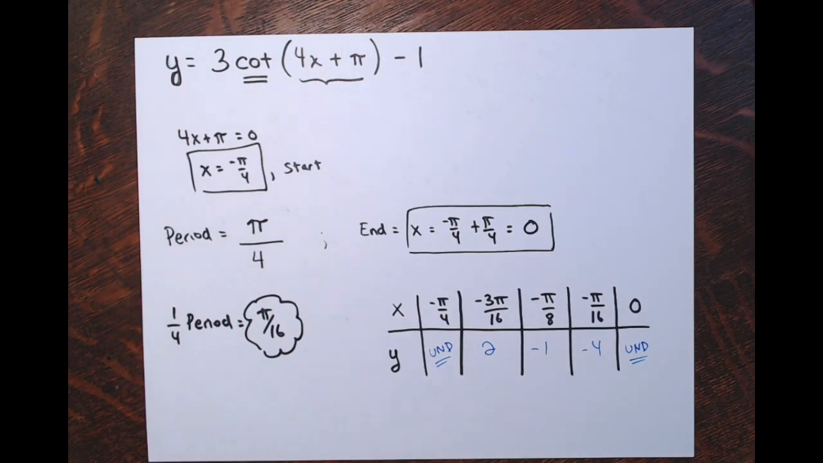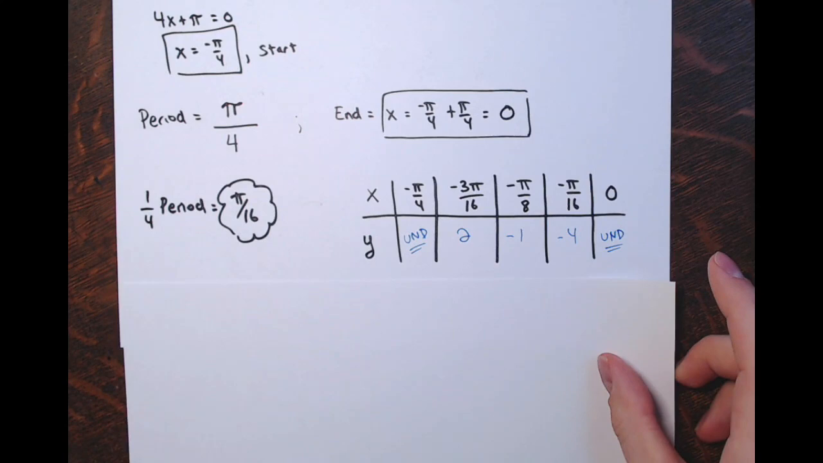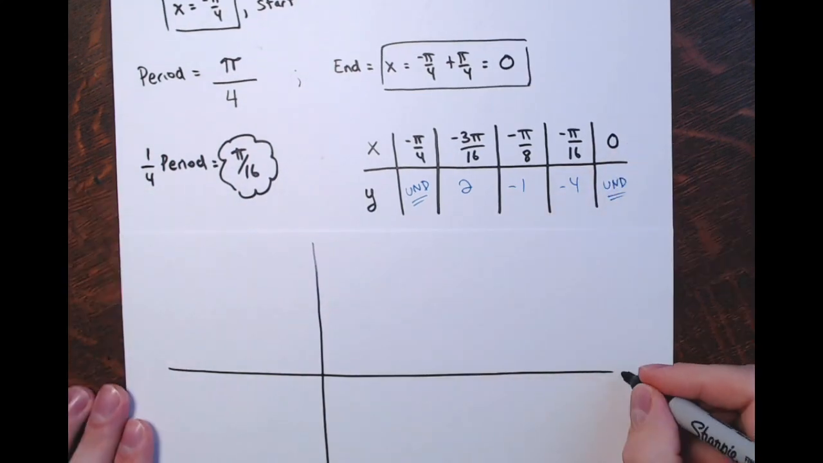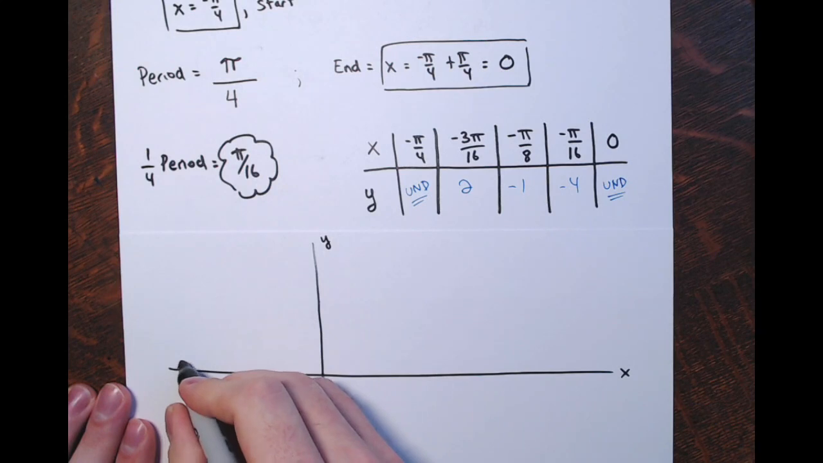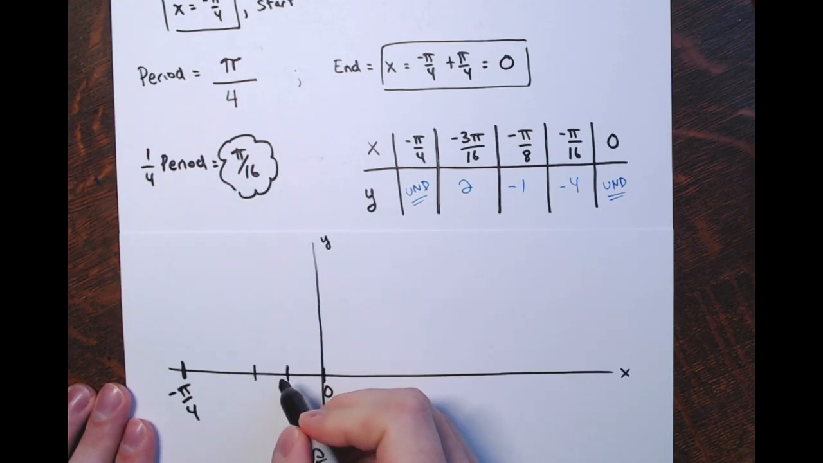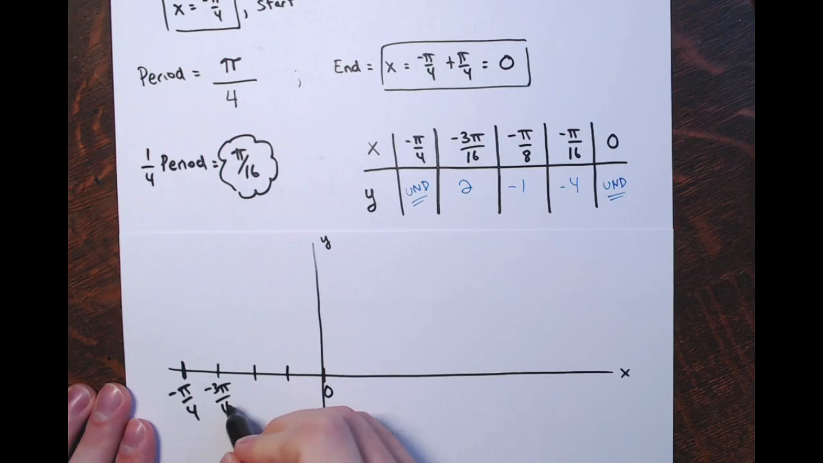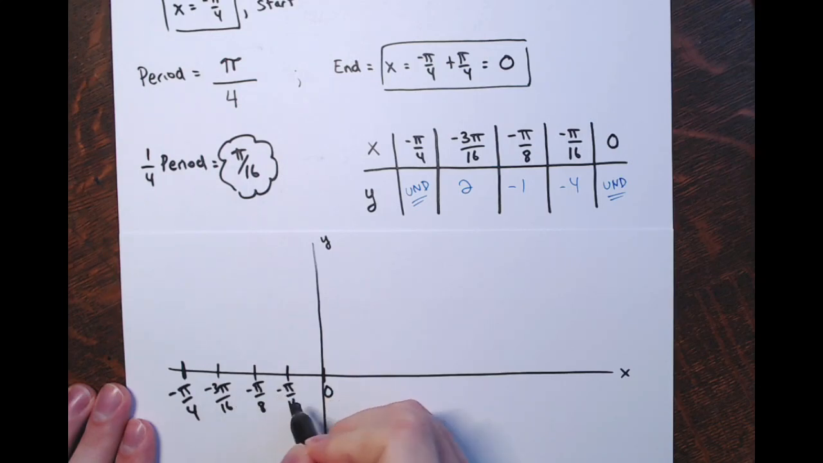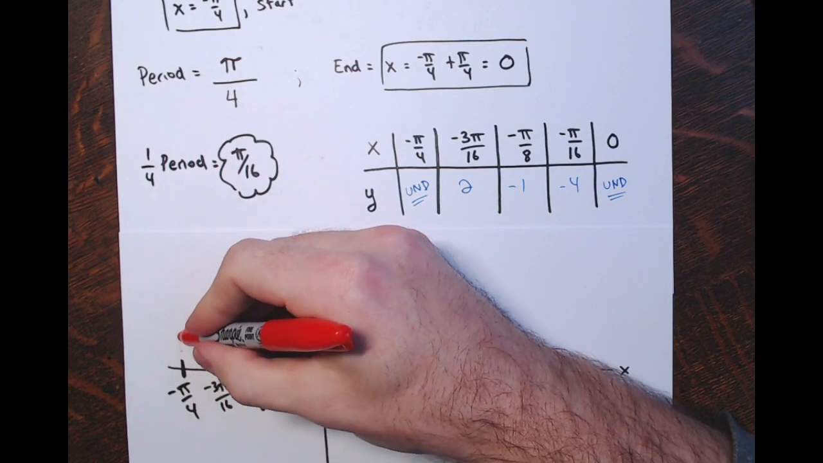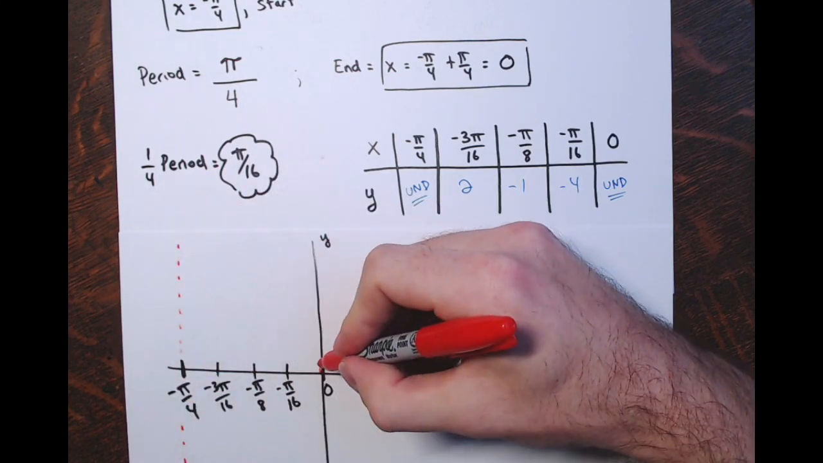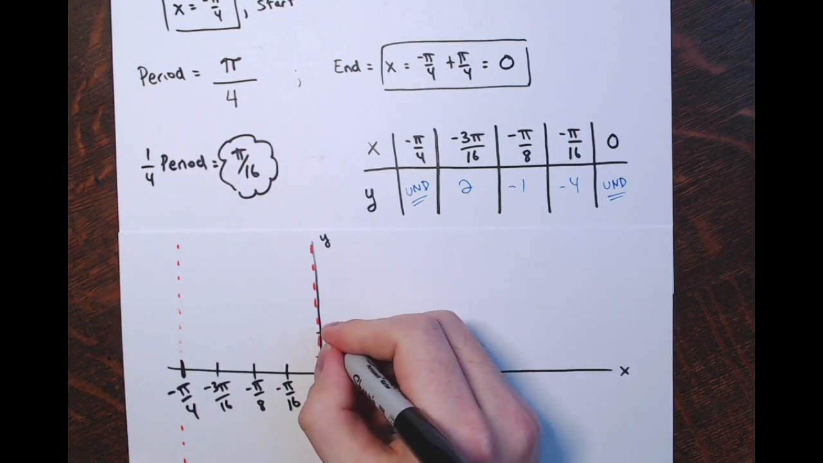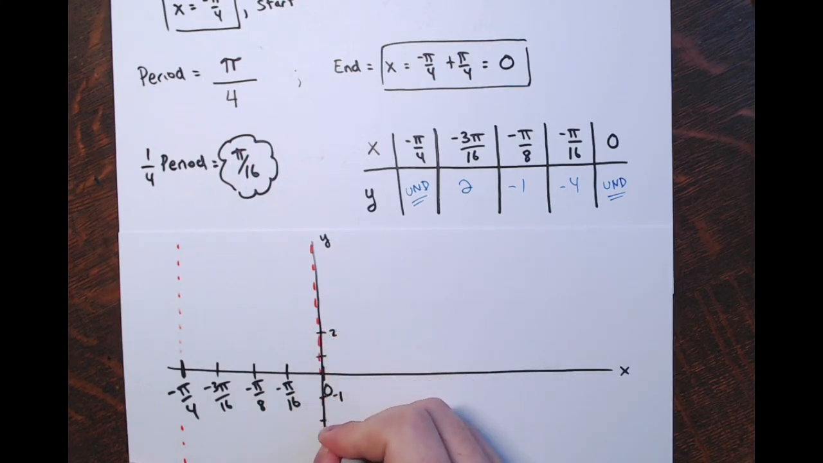All right, then I'll draw a rough sketch of what this cotangent function will look like. So x-axis, y-axis, and let's say negative pi over 4 is over here. And then I'm cutting this into quarters, right? And then here's 0 at the end. And then just break this into quarters. Here's the negative 3 pi over 16. Here's the negative pi over 8. Here's the negative pi over 16, right? I'm trying to draw it here so that all my notches are the same distance apart. Now we have an asymptote here at negative pi over 4, an asymptote here at 0, and then all these outputs are at 2 and negative 1 and negative 4.